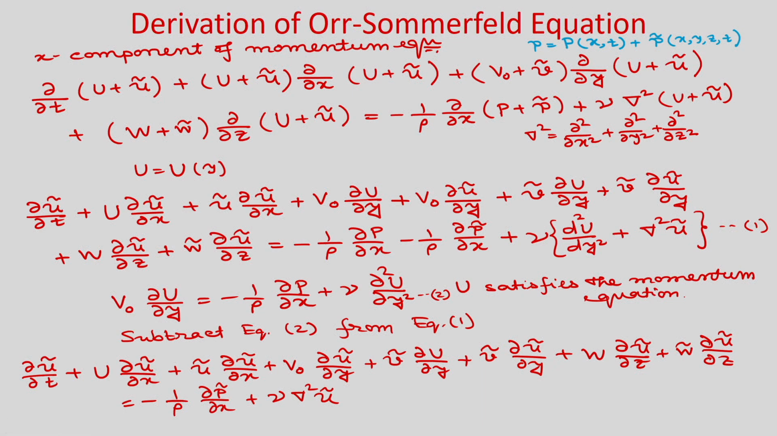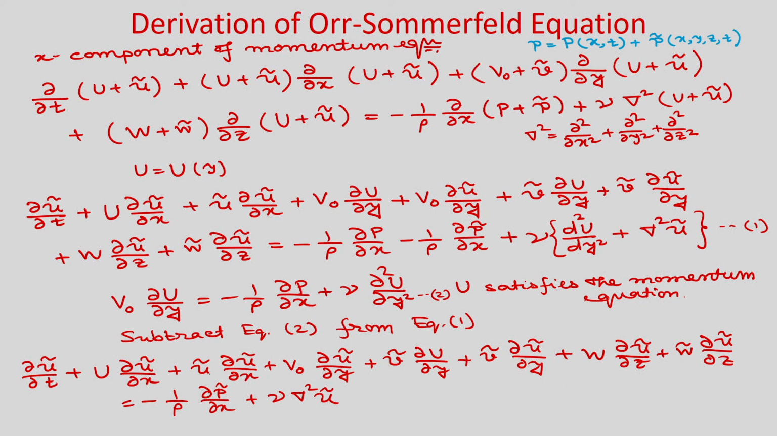So, now you see all the terms carefully and drop the terms where we have product of these disturbances, because we have assumed disturbances very small. So, you can see that this term u tilde del u tilde by del x, we can drop. Then we have v tilde del u tilde by del y, this term also we can drop. w tilde del u tilde by del z, this term also we can drop. Now if you simplify this, you will get a linear equation.